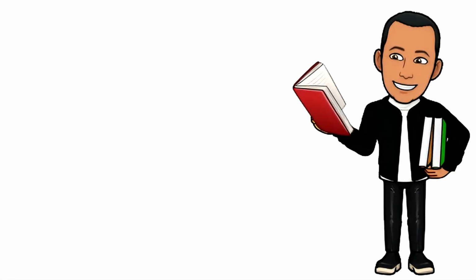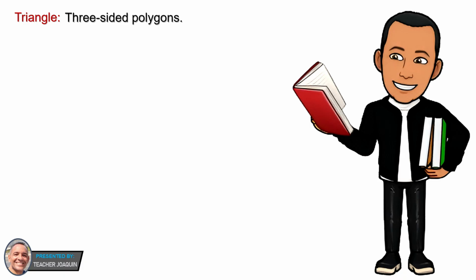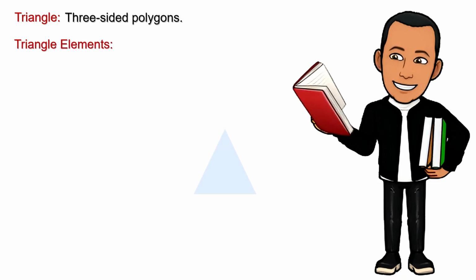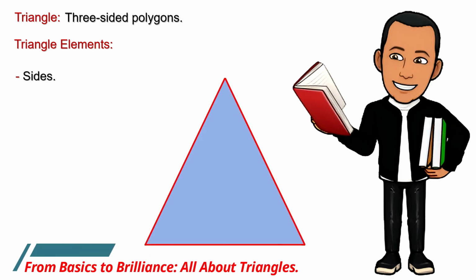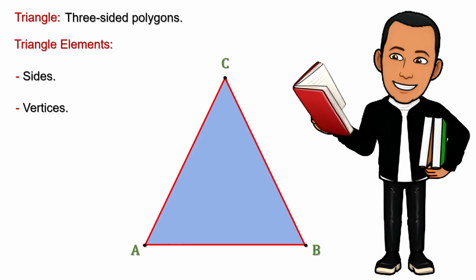To begin, let's define triangles, which are polygons with three sides. What are the elements of a triangle? The sides, the vertices, and the angles.